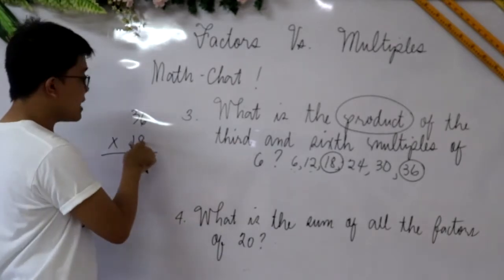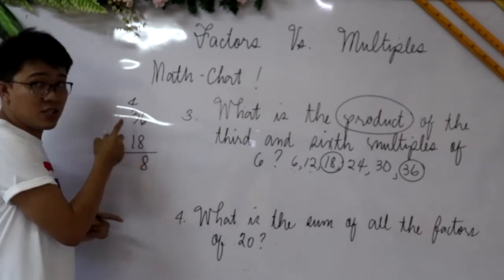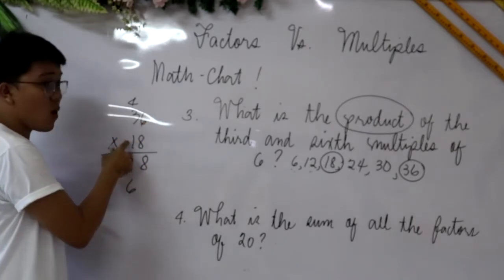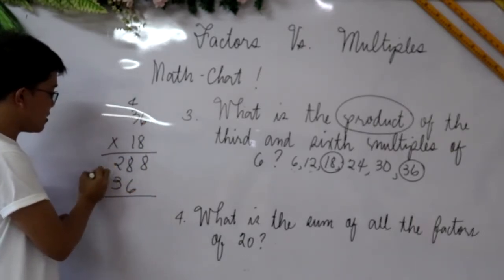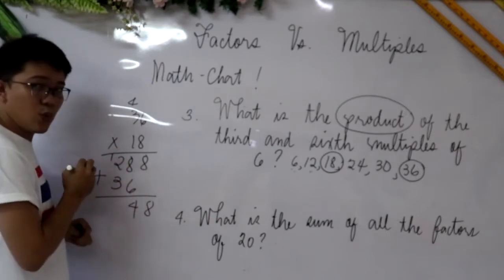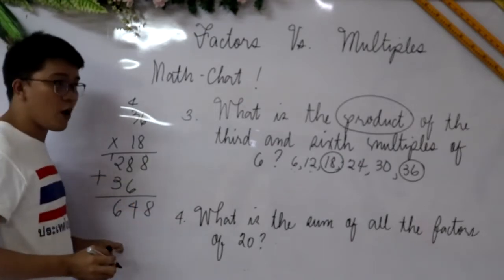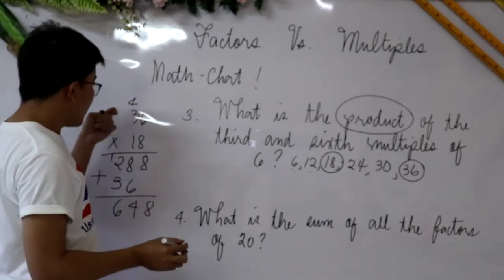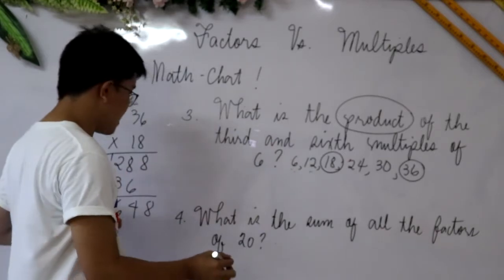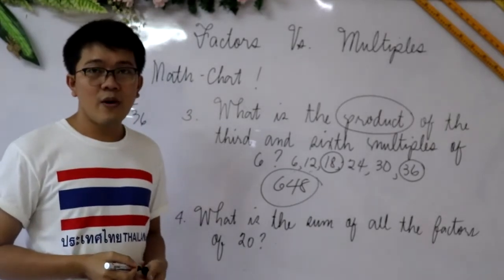Let's begin. 8 times 6 is 48, write 8 and carry 4. Next is 8 times 3, that's 24, plus 4 is 28. 1 times 6 is 6, 1 times 3 is 3. Let's add all these digits. Bring down 8. 8 plus 6 is 14. Carry 1. 1 plus 2 plus 3 is 6. Therefore, the product of 36 and 18, or the third and sixth multiples of 6, is 648. And that's our final answer for number 3.